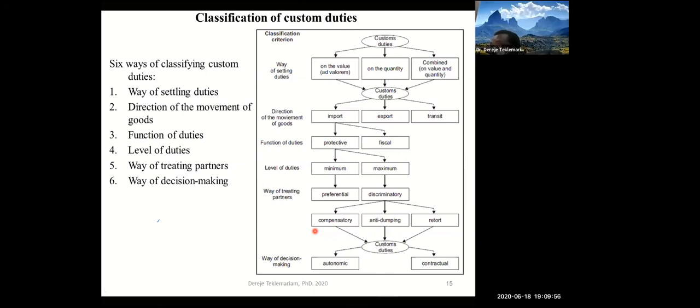Dumping is troubling the world, so there can be an anti-dumping policy or retorsion. Based on this we can have some autonomic and contractual decisions, so we can classify things like this. Para-tariff, like tariff and non-tariff measures we saw last time, like governments can have quotas and other things.